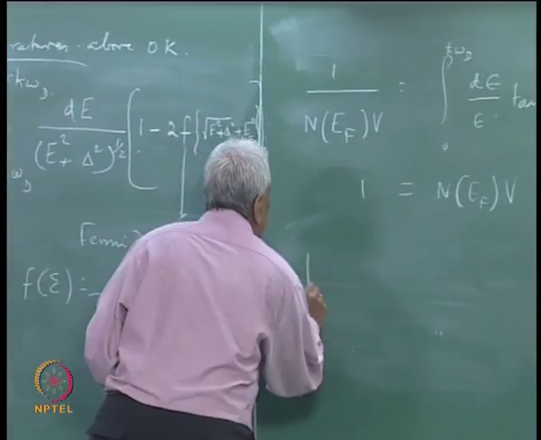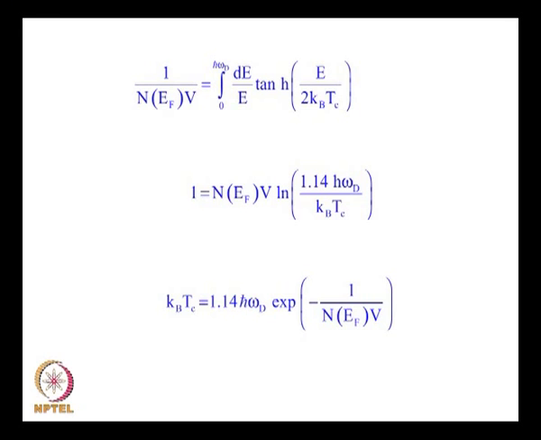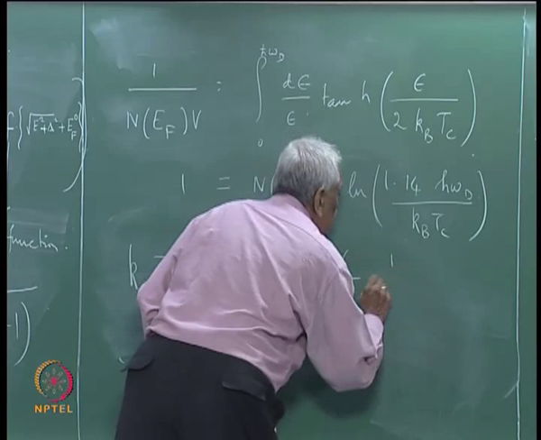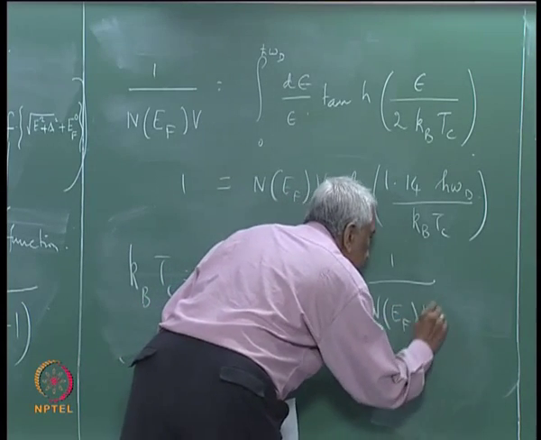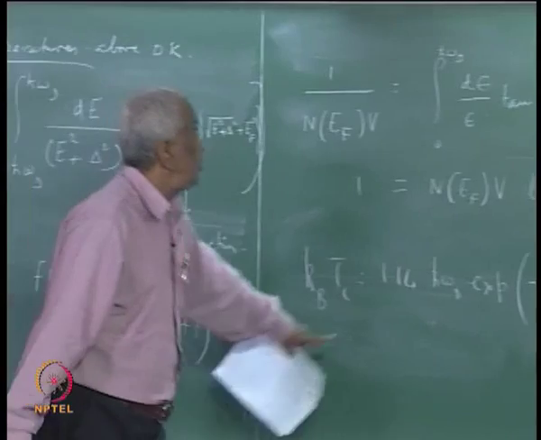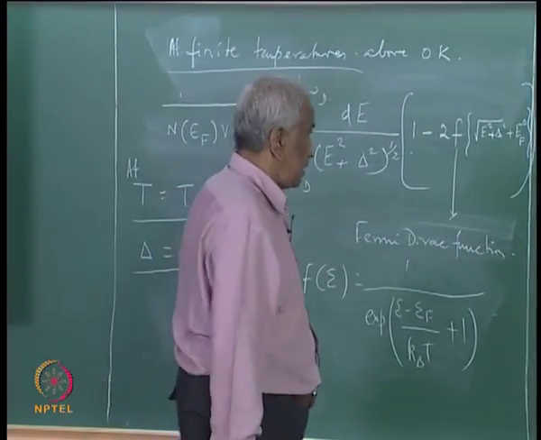That means kBTC equals 1.14 h cross omega d, exponential minus 1 by n of E f v. This 1.14 is the result obtained from numerical integration of this integral.